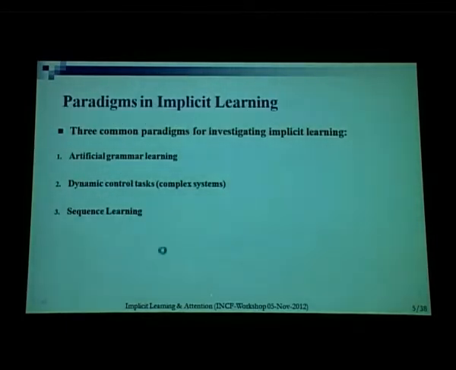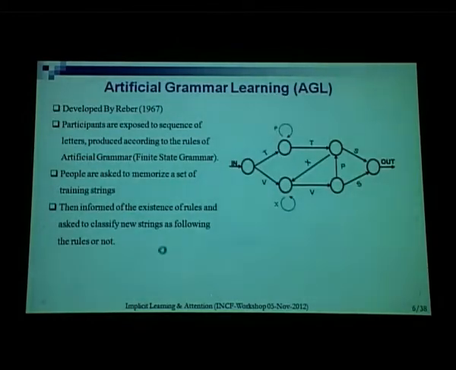Now there are three major paradigms in implicit learning, common paradigms for investigating implicit learning: artificial grammar learning, dynamic control task, and sequence learning. I'll give you a brief idea what these are.